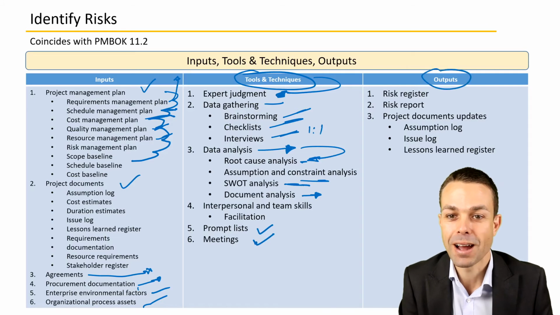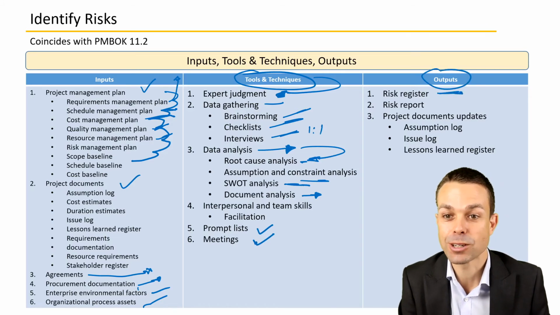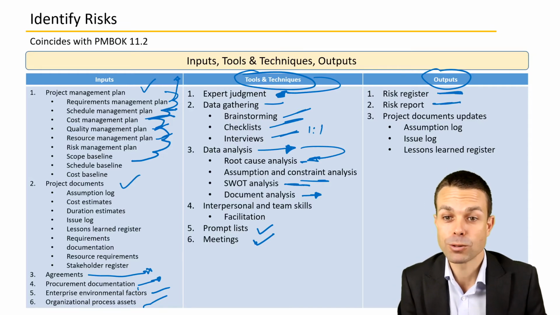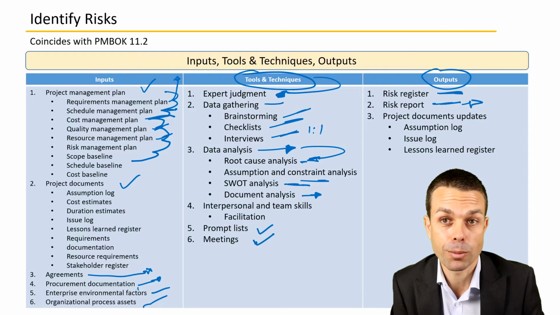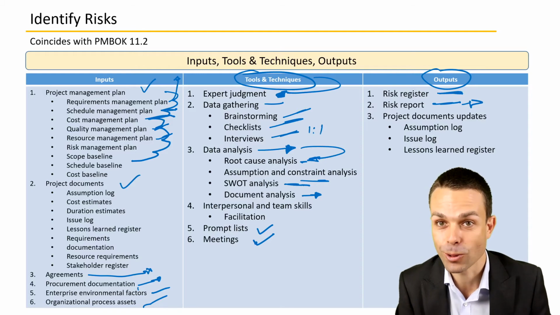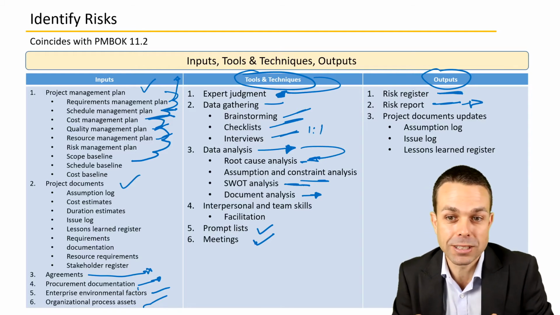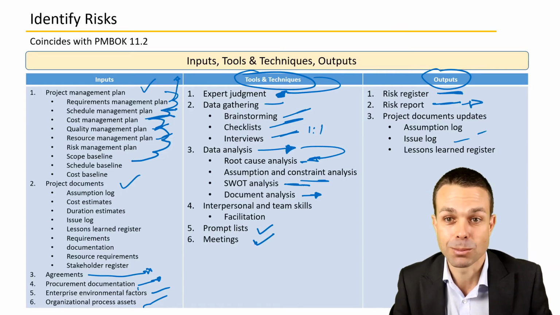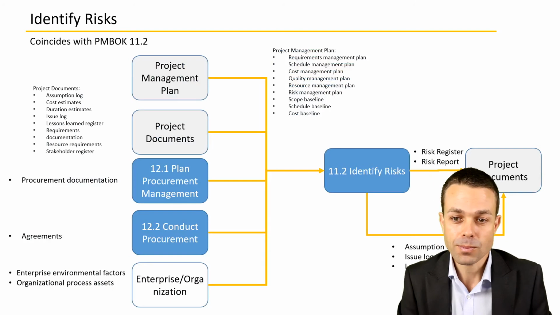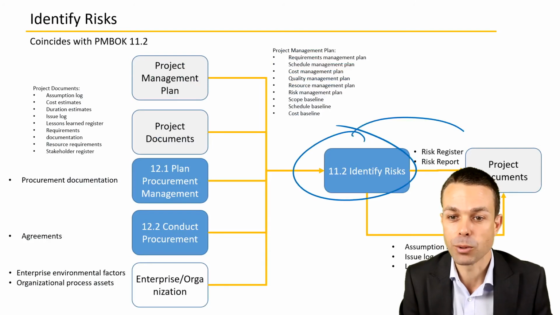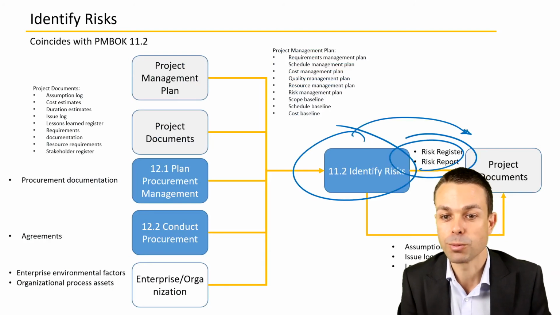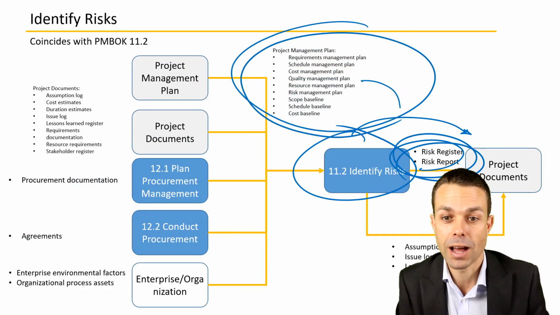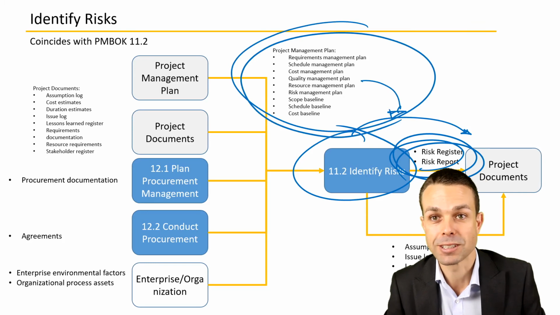Outputs. We're going to have the risk register, so the actual register of all of the risks that we have listed, the risk report to report up to executives or the project sponsor or other project stakeholders that need to know about the project risk, and project documents updates, so any issues and assumptions and lessons learned. Identifying the risks has that big input into the risk register and the risk report, as we've seen. And all of these subsidiary plans will have an input into identifying risks themselves.